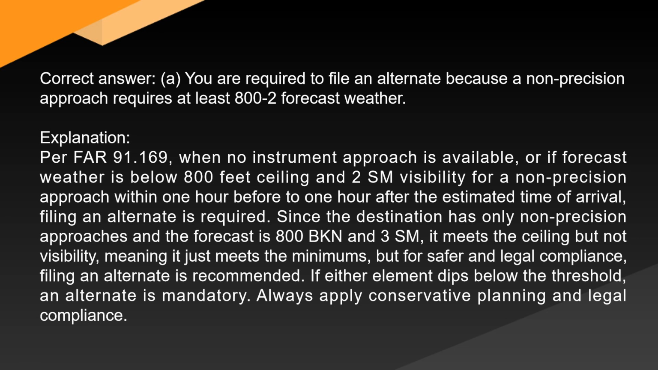Since the destination has only non-precision approaches and the forecast is 800 BKN and 3 SM, it meets the ceiling but not visibility, meaning it just meets the minimums, but for safer and legal compliance, filing an alternate is recommended. If either element dips below the threshold, an alternate is mandatory. Always apply conservative planning and legal compliance.